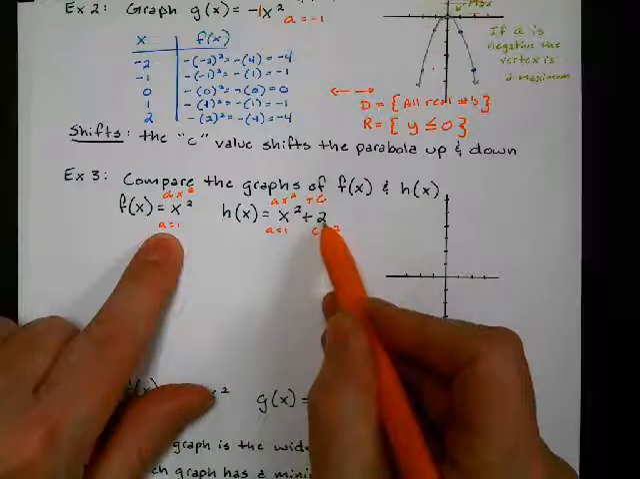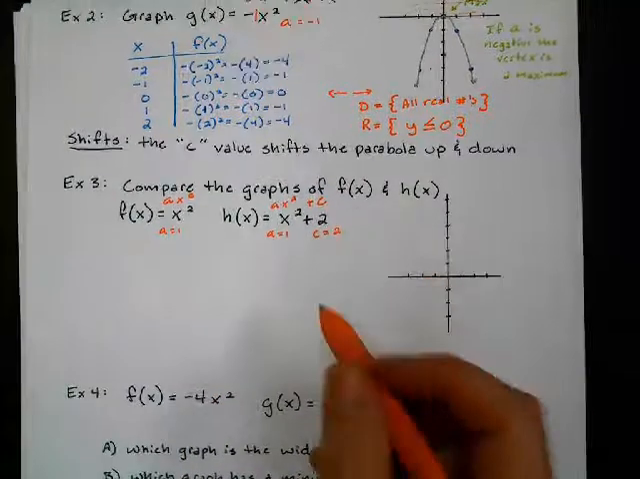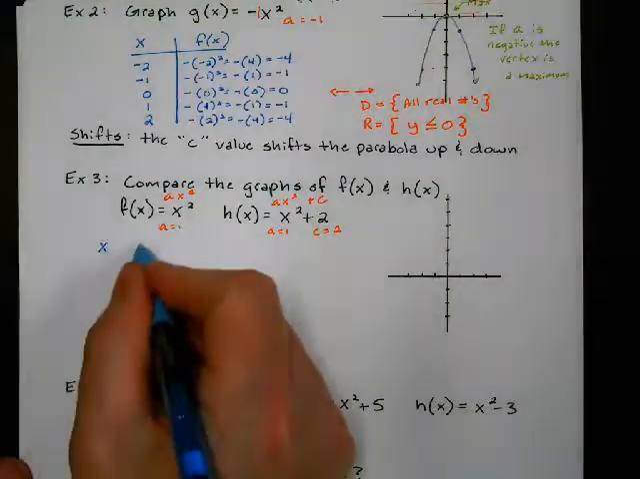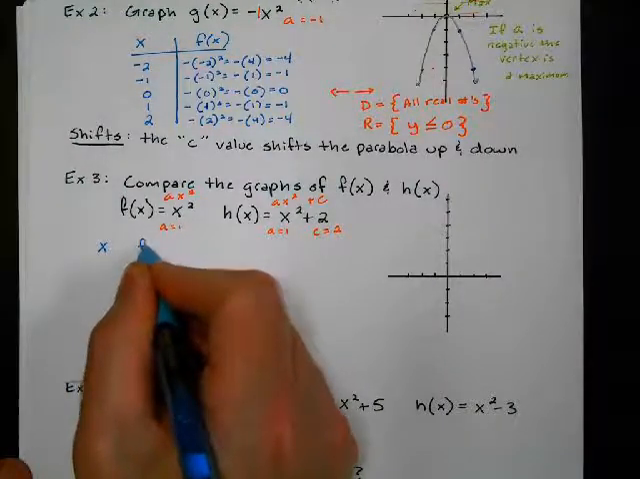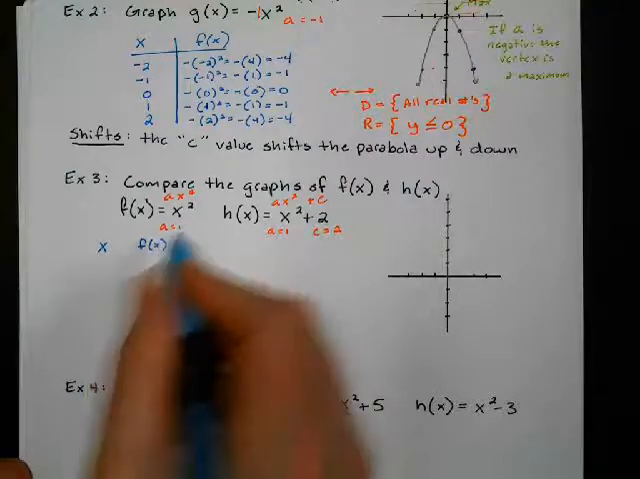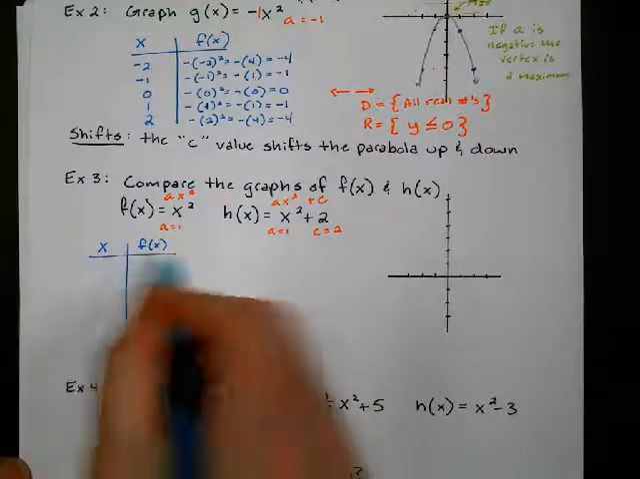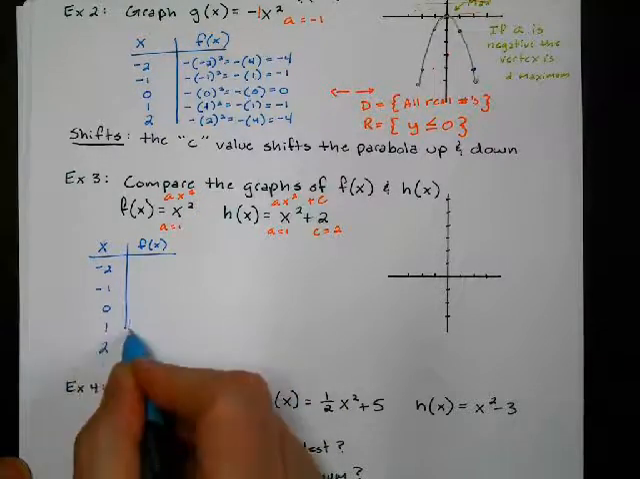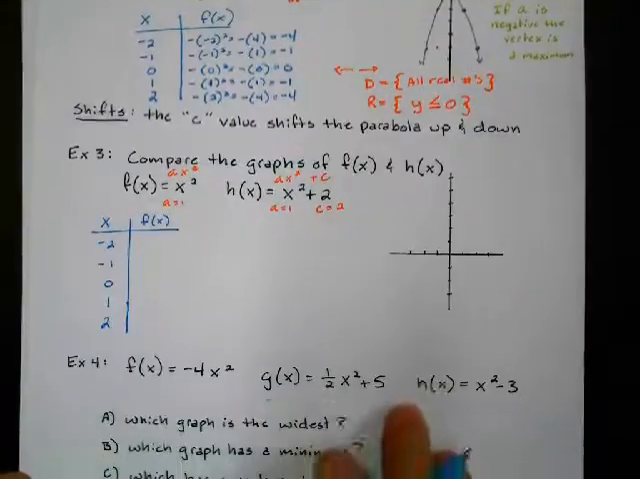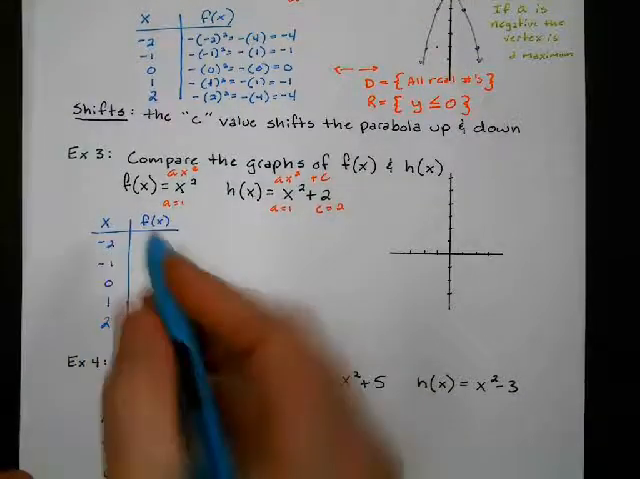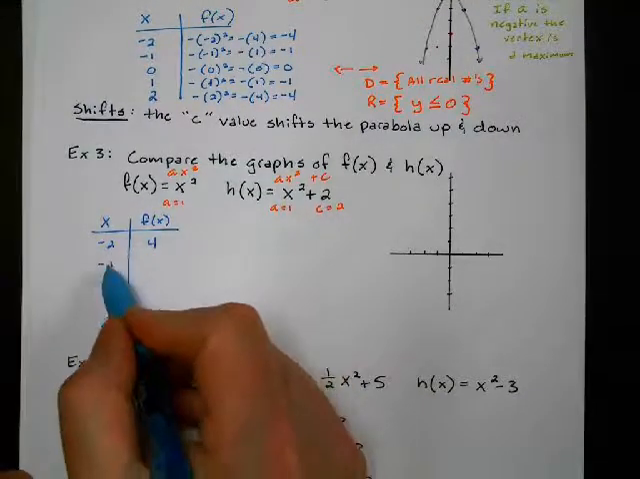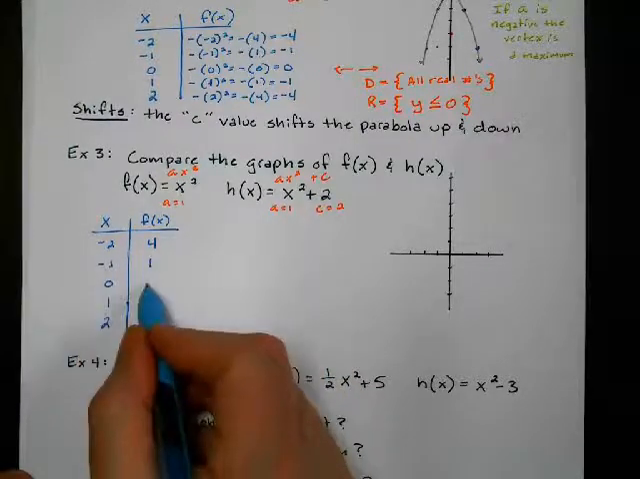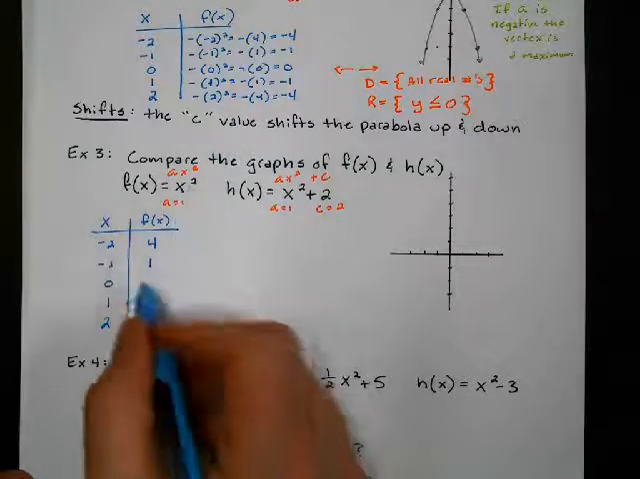So I'm going to do a table of x and f of x. I'm going to do -2, -1, 0, 1, and 2. Okay, so if I square -2, I would get 4. If I put -1 in here, I'd get 1. If I put in 0, I'd get 0. If I put in 1, I get 1. 2, I get 4, because I'm squaring all these numbers.